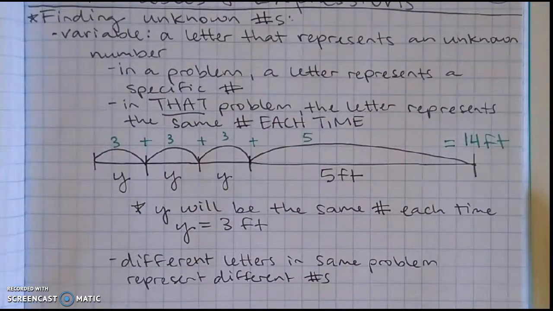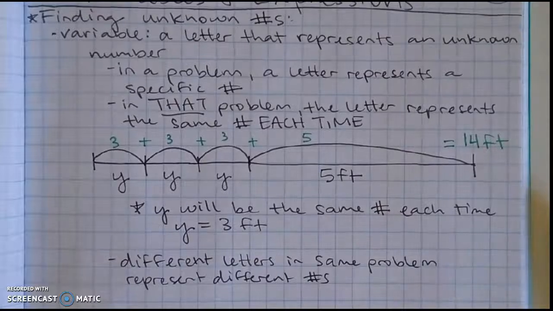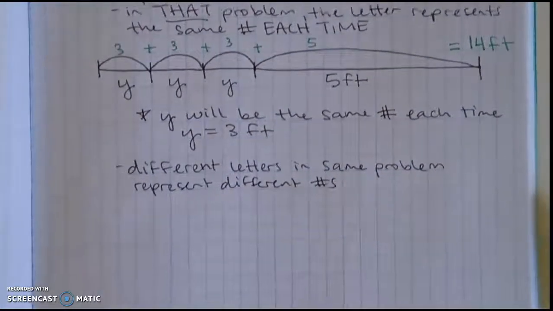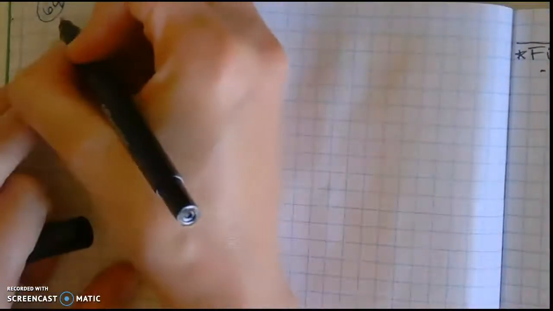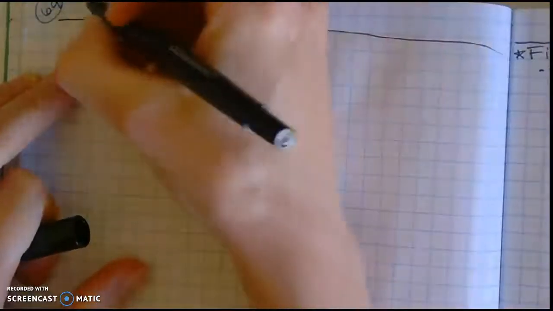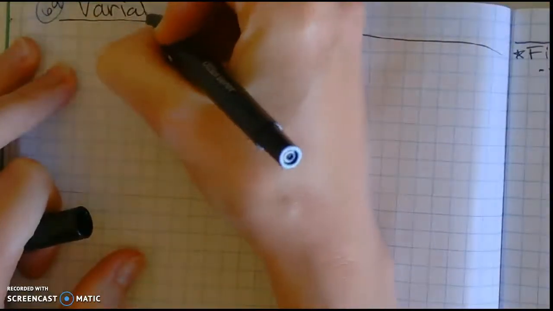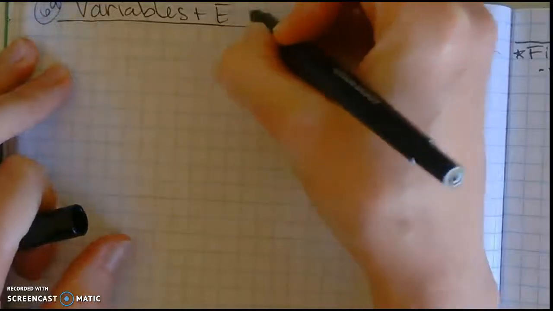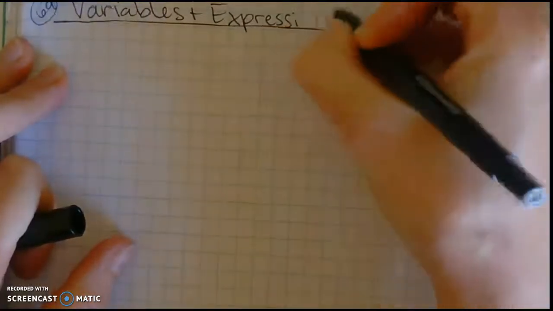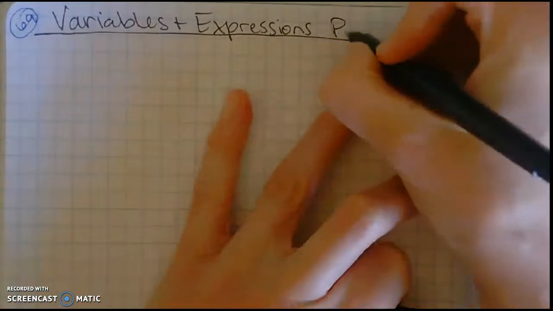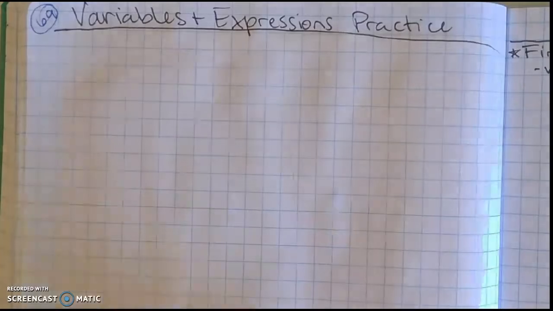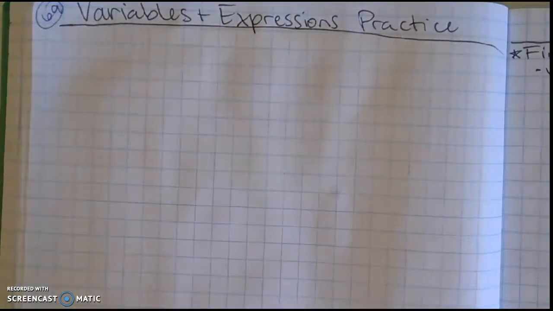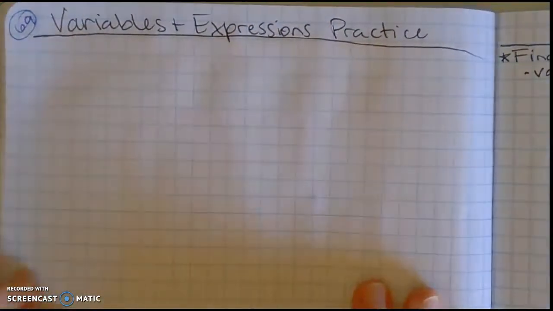All right. So let's do a couple practice problems, all right? So we're going to bump over to page 69, and we're going to set up our heading, and it's going to be variables and expressions practice. Okay. Now remember, if you're like, Mrs. Grossen, you're going too fast, pause the video, catch up, start when you need to.